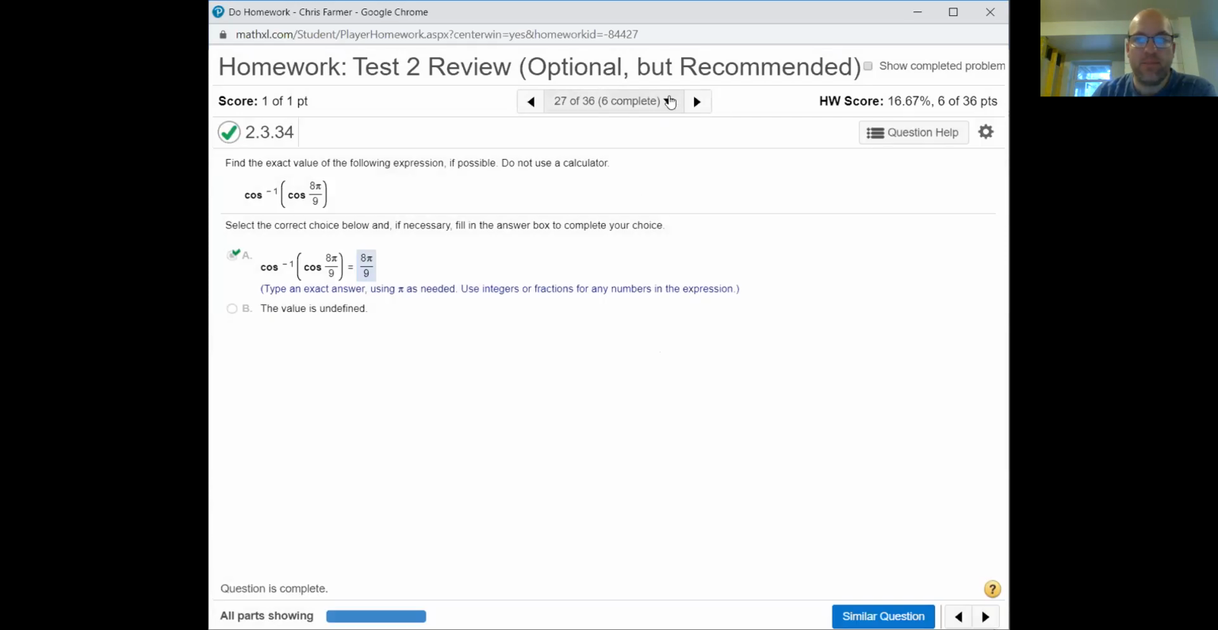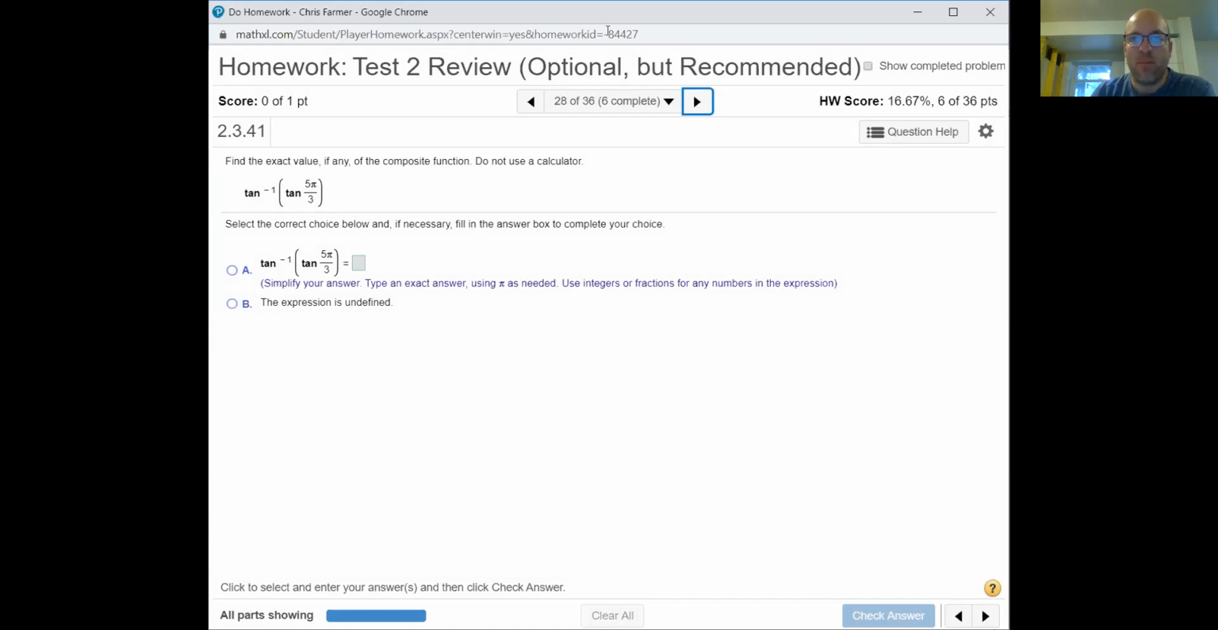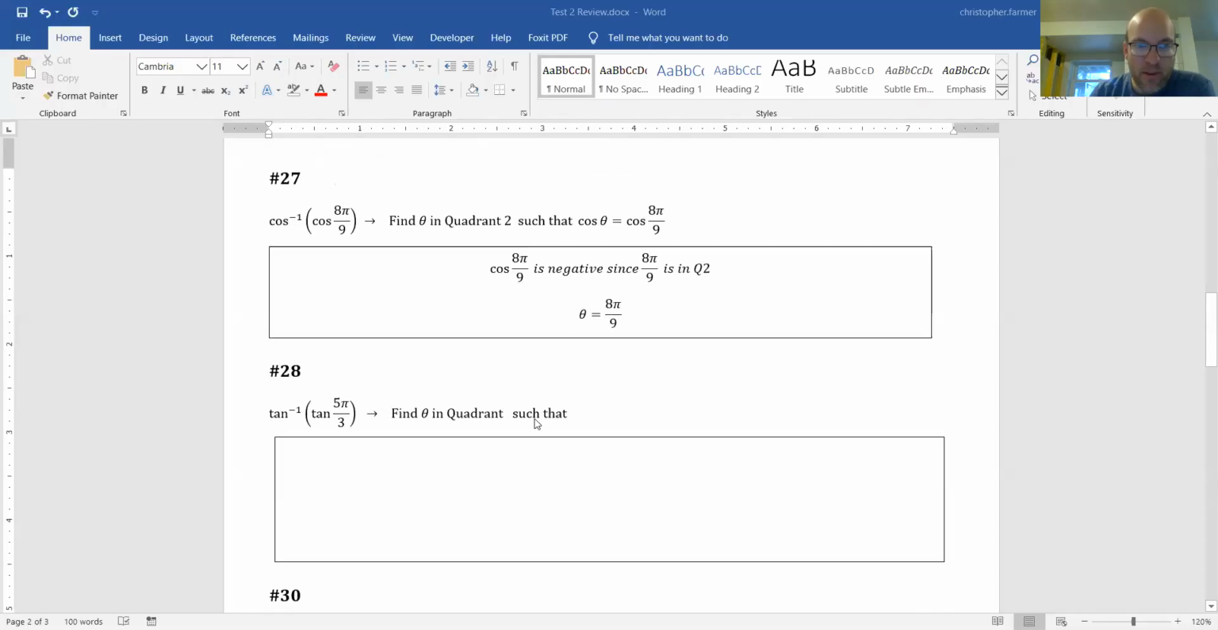Right, so moving on to number 28. You'll see this is the exact problem that I'd copied in Word, so we'll just go right back over there. And so this one's a little bit different. We still have to break this down. I'm not going to write quite as much because I'm going to have more to talk about here, but we can think through this. 5 pi over 3 is pretty close to 2 pi, so that's going to put us in quadrant 4. In quadrant 4, tangent is negative.